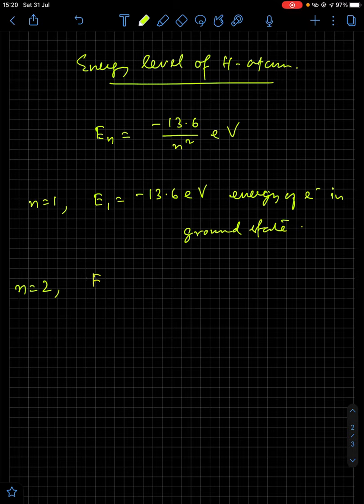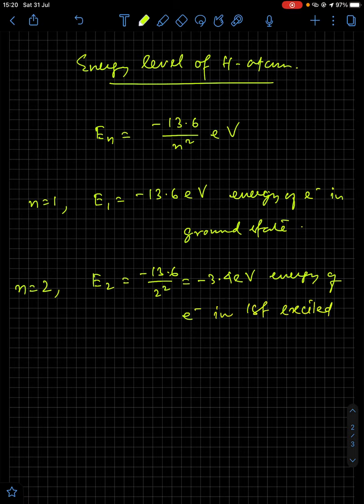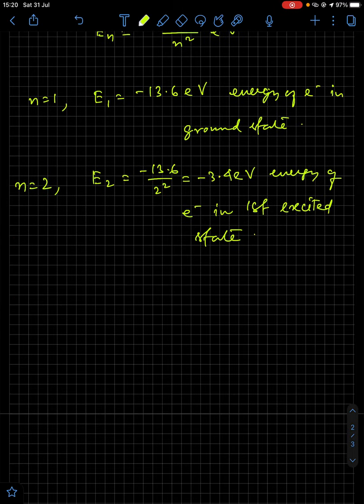Next, for n equal to 2, you have E2 equals minus 13.6 divided by 2 square, which will give you minus 3.4 electron volt. This is energy of electron in first excited state. You need to remember, when we say first excited, it means n equal to 2. First excited state is n equal to 2.